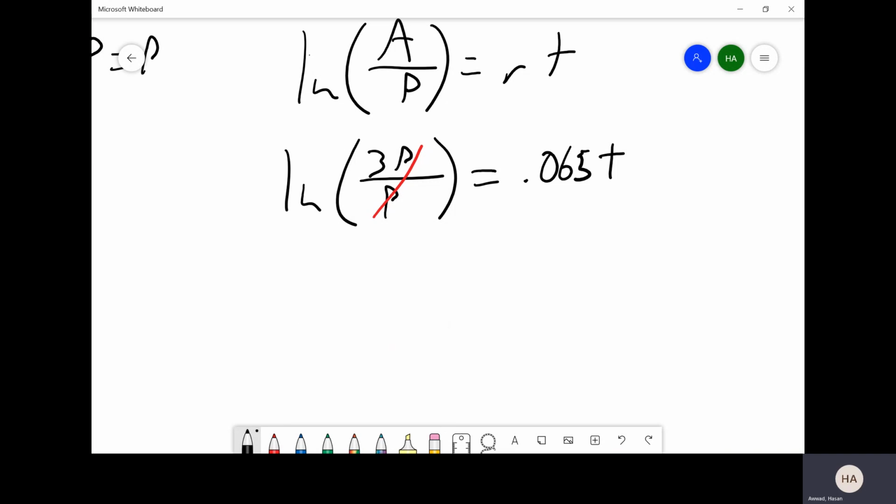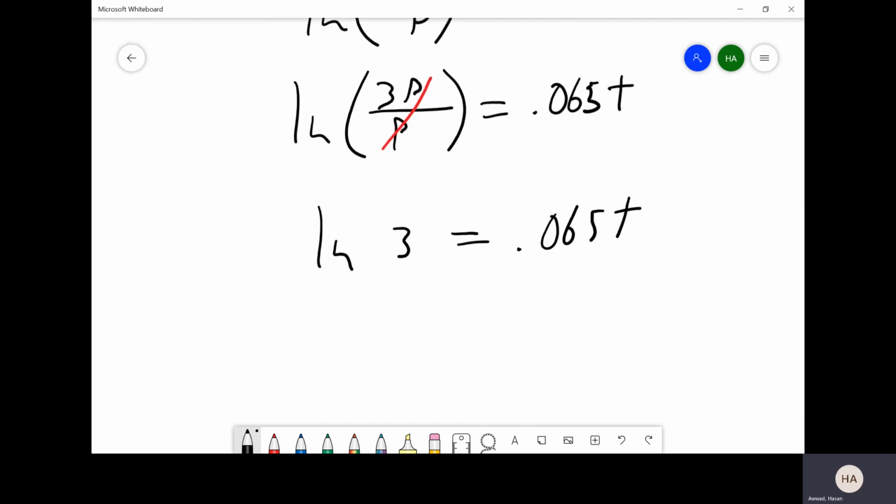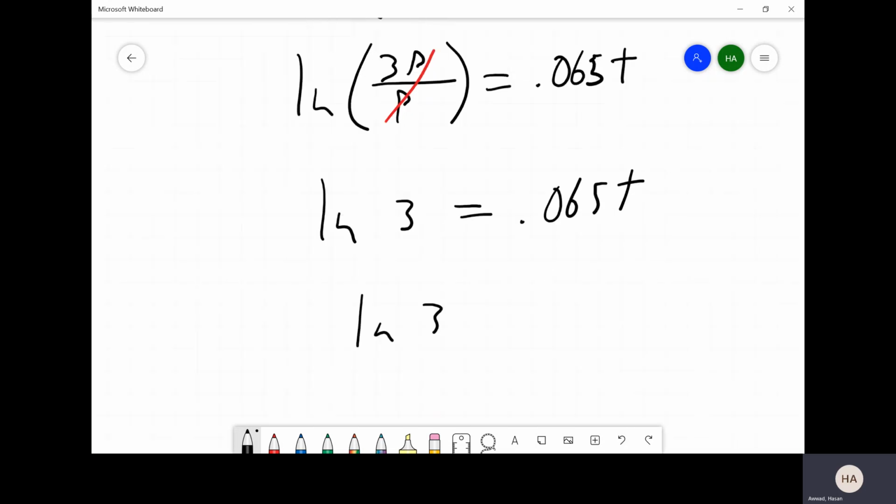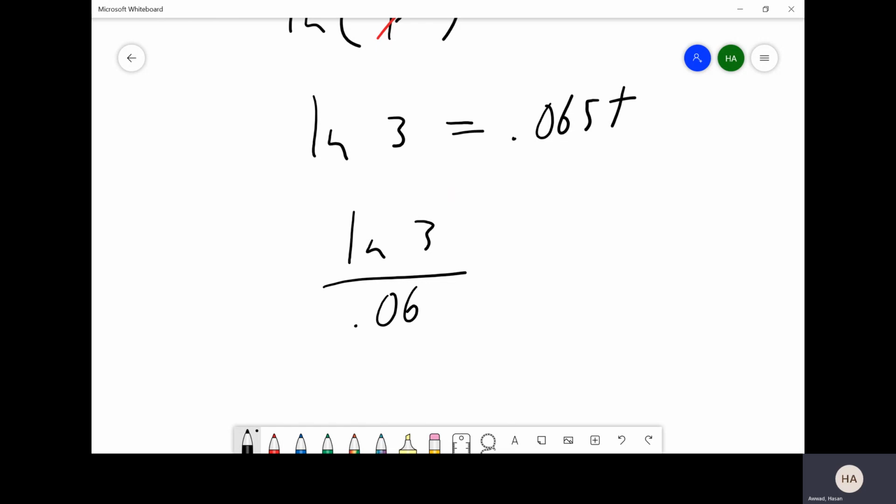So now what we have on the left-hand side is the natural log of 3 is equal to 0.065t. And now at this point, you're just solving for t. To solve for any variable, that means isolate it, right? So to isolate, we're just going to divide both sides by 0.065. We get natural log of 3 over 0.065 is equal to t.